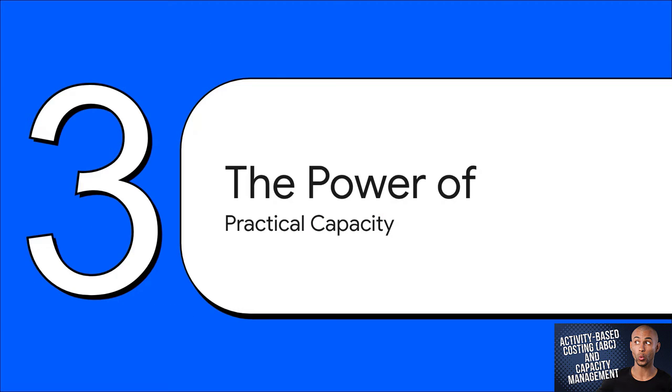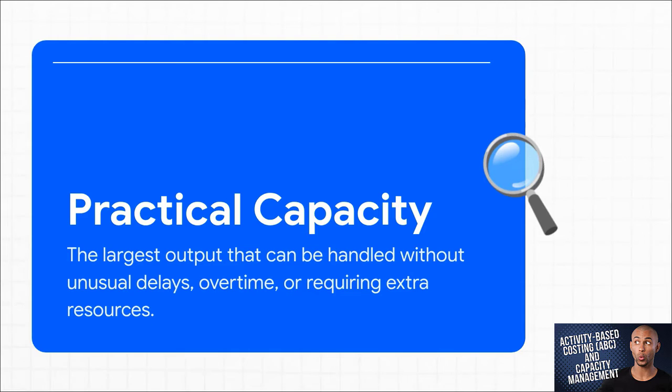So how in the world do you stop this? How do you break the cycle? Well, the answer starts with a whole new way of looking at things. It's all about understanding the true power of what's called practical capacity. Okay, so practical capacity isn't about what your team did. It's about what they could have done with the resources you gave them.